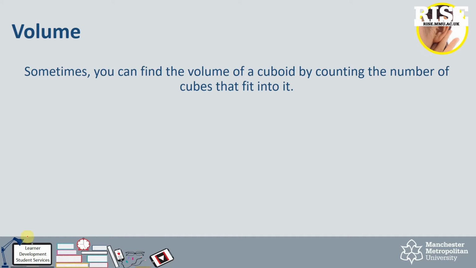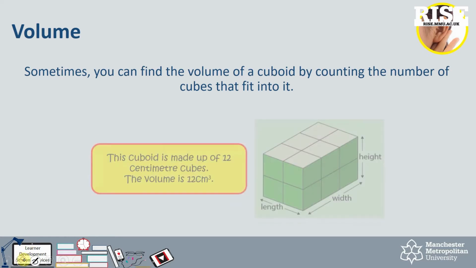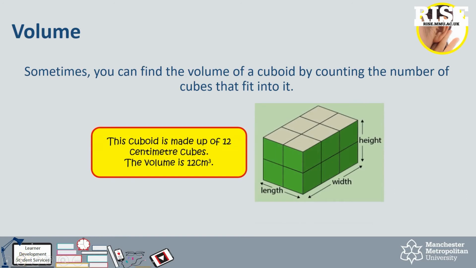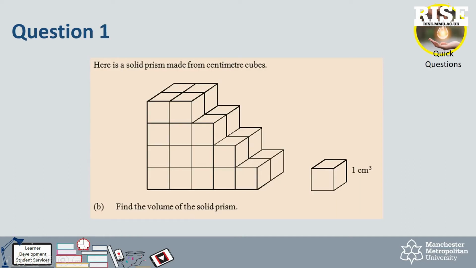Sometimes we can find the volume of a cuboid by just counting the number of cubes that fit into it. For instance, let's look at this example. I can see that there are 6 cubes that make up that top layer, and I know that there are 2 layers. 6 multiplied by 2 would give me a volume of 12 centimetre cubes, i.e. the volume is 12 centimetres cubed.